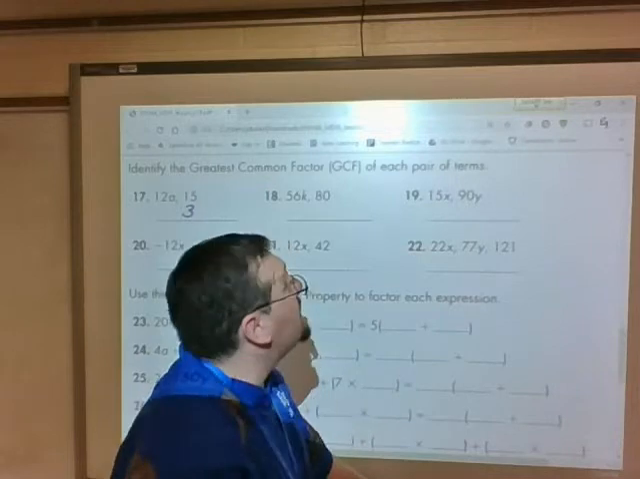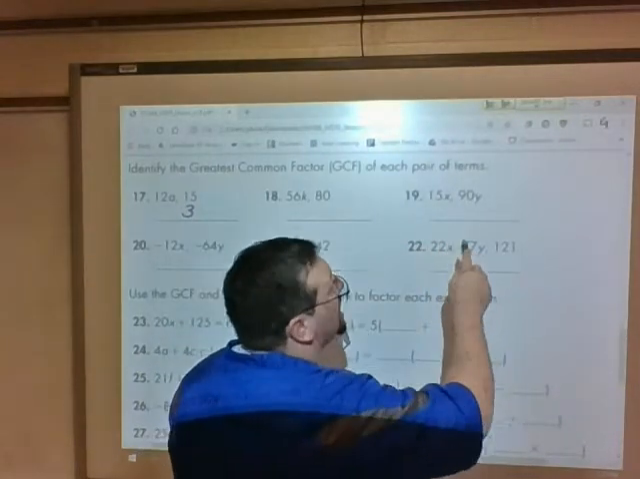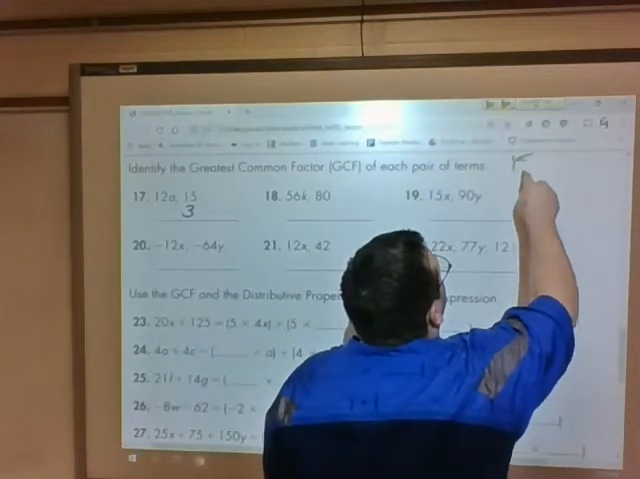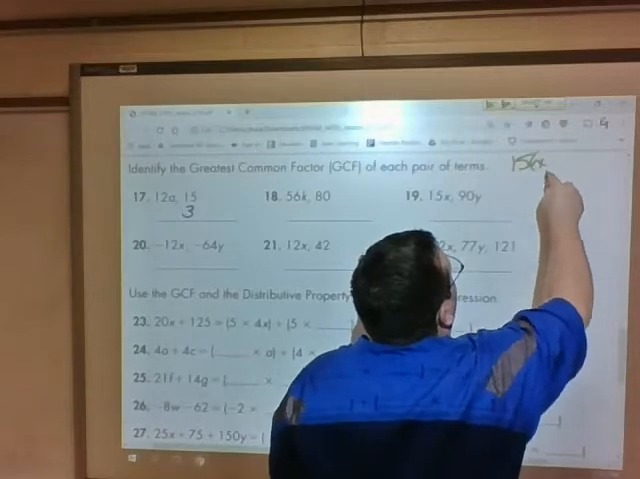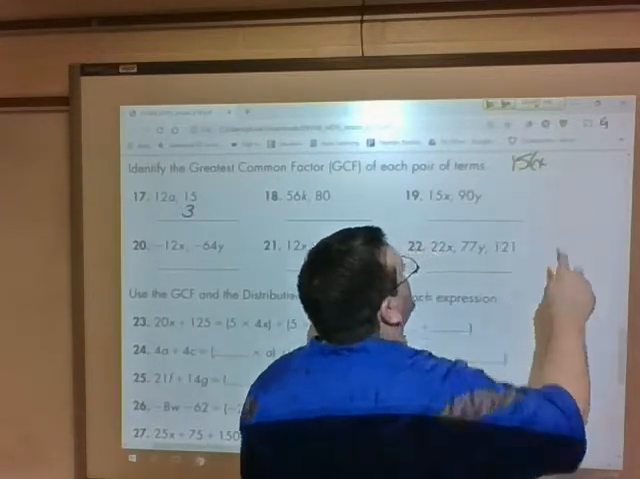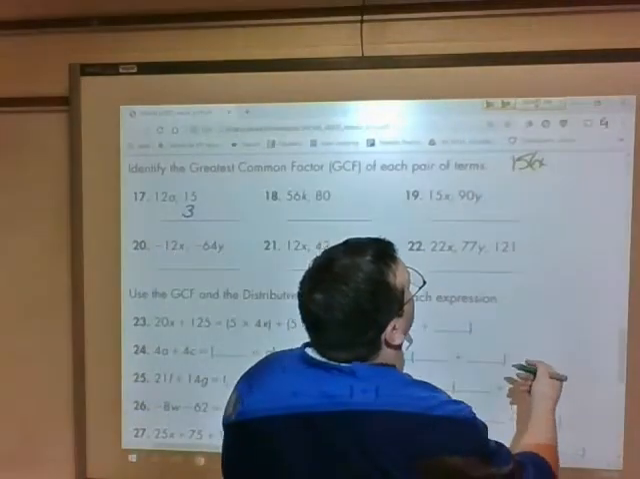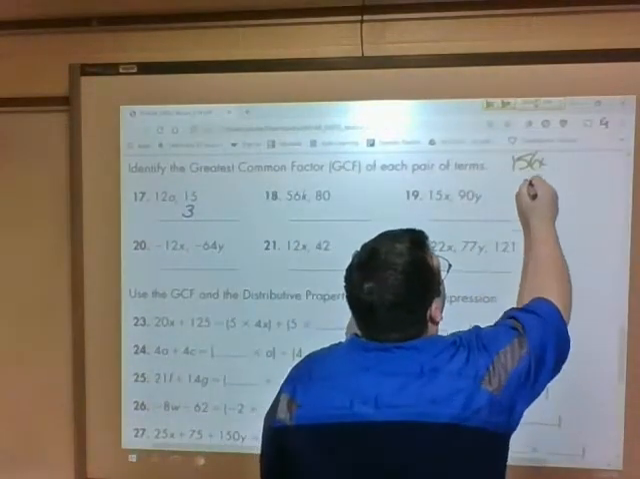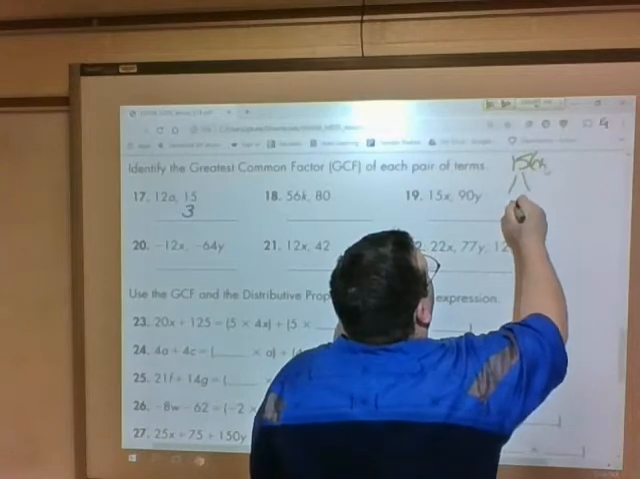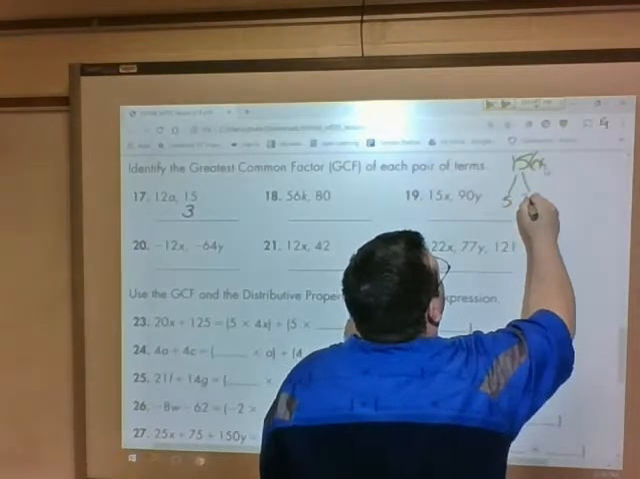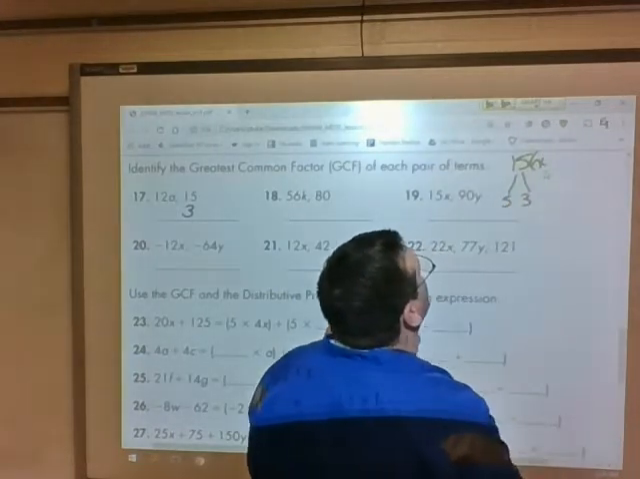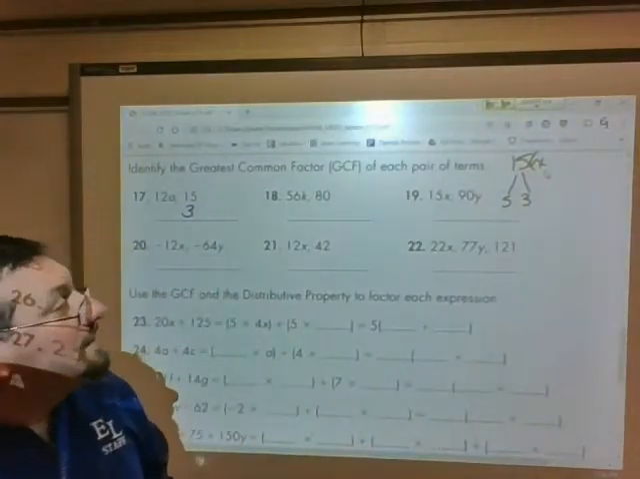Okay, on number 19, I've got 15x and 90y. The first thing I'm going to do with 15x is put x over there by itself, because I'm not going to be able to really factor that out. However, my 15, I can simplify down to 5 times 3. Okay, well, that works.